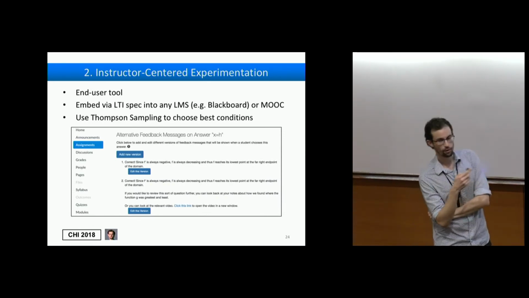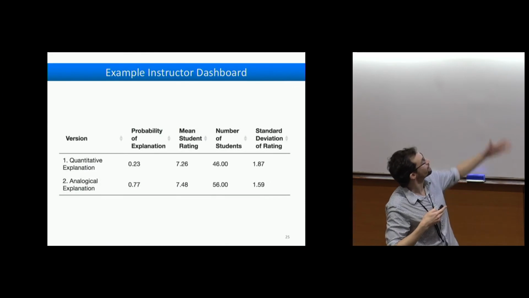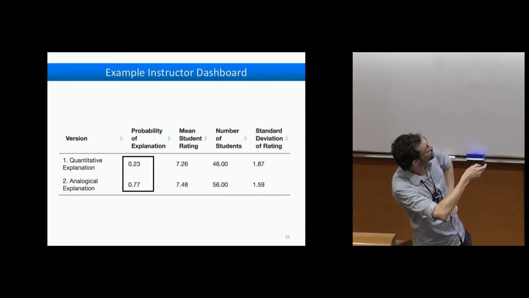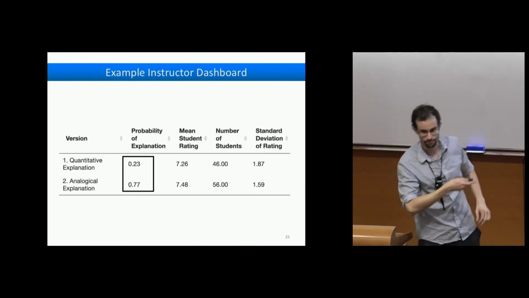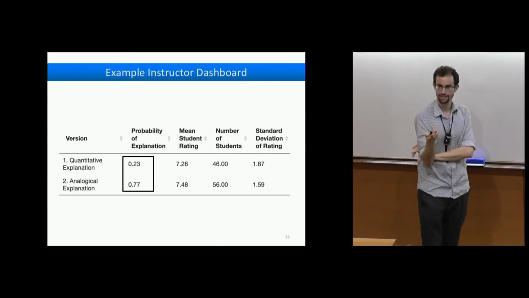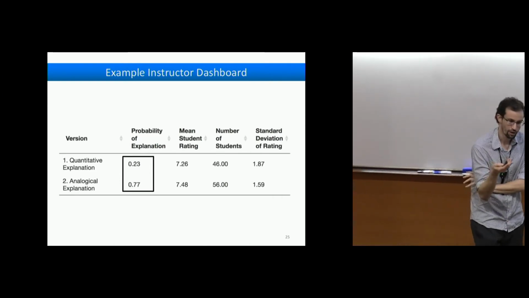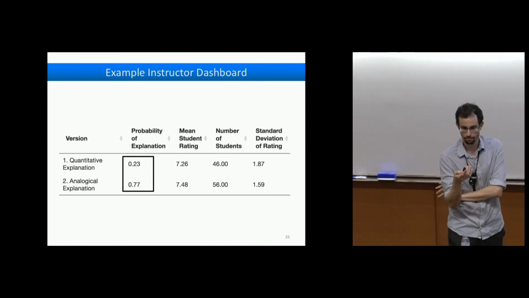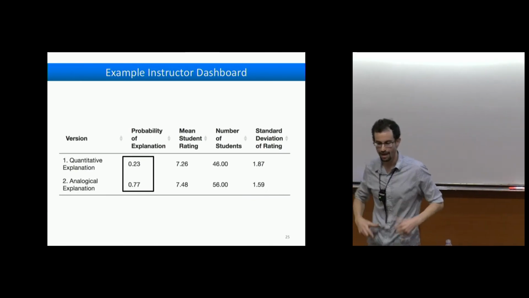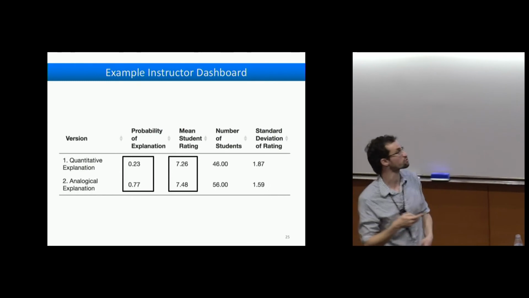And so this is a bit more like a traditional RCT, right? The instructor gets a dashboard where they can see the probability of the explanation, mean student rating, how many students, and the standard deviation. And we didn't get amazing results here, and I wouldn't necessarily say these are publishable studies in a psychology education journal. But the key idea here was testing out, was this an effective approach for instructors?